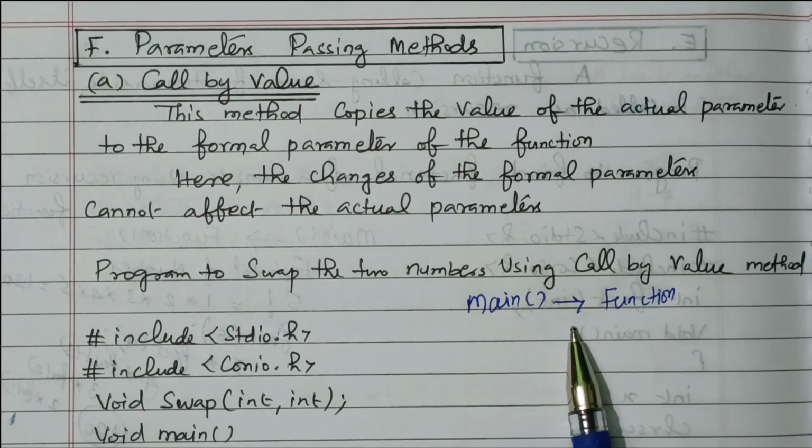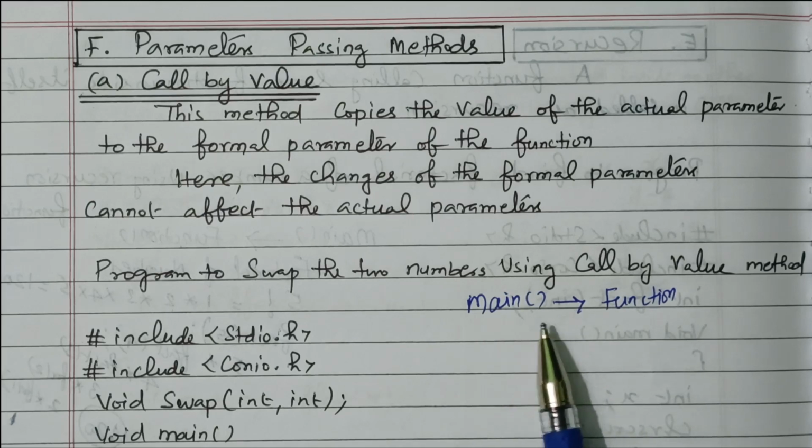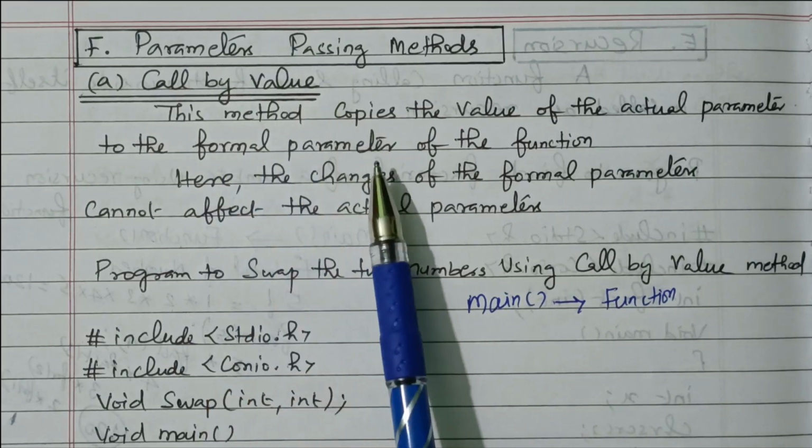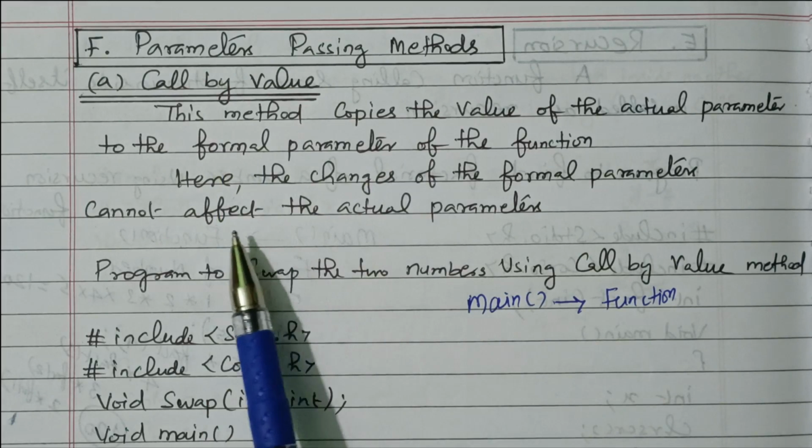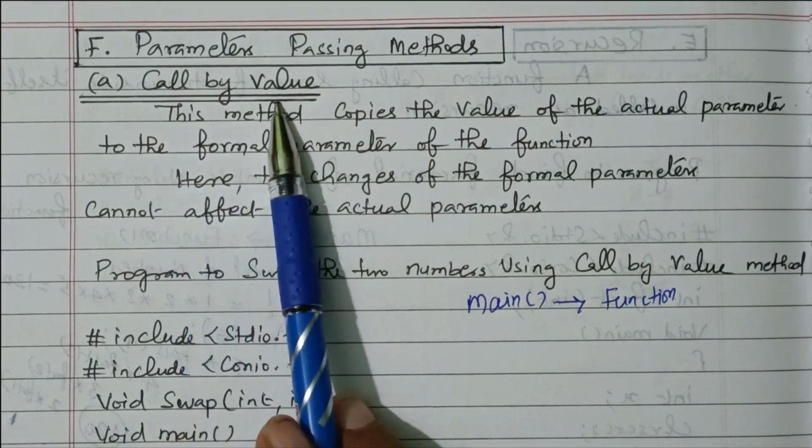These 4 categories of function prototype are: with argument with return value, with argument without return value, and so on. A separate video is available for these 4 types. This video deals with the parameter passing methods. The first method is the call by value method.